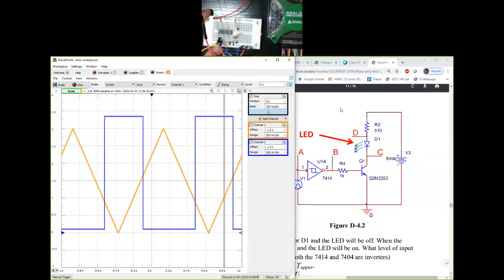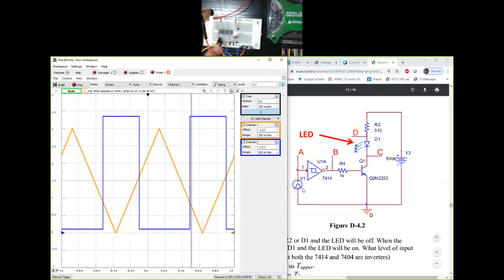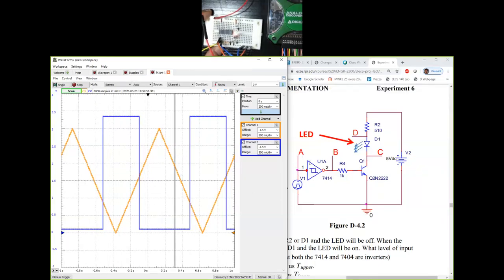And what we would expect is this, right? A should have been measuring a triangle wave, which it is. The orange line is a triangle wave. B should have been an inverted version of A, but a binary signal. So it only has two levels, low and high, and it is inverted with respect to the triangle wave. So that's good.